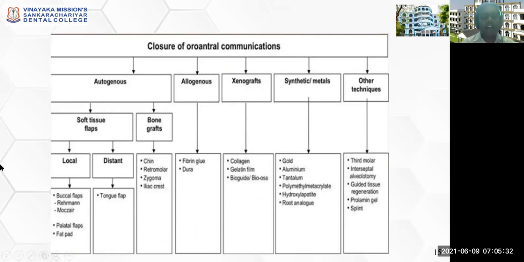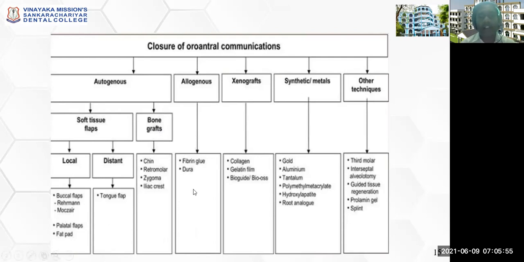Autogenous is the preferred one. Usually autogenous is the most preferred one, and most of the time we'll be doing that only. And you can use soft tissue and bone grafts also. Soft tissue, again, local and distant. As I told, local you have few options, and distant you have few options. Again, you can achieve the closure through bone grafts.